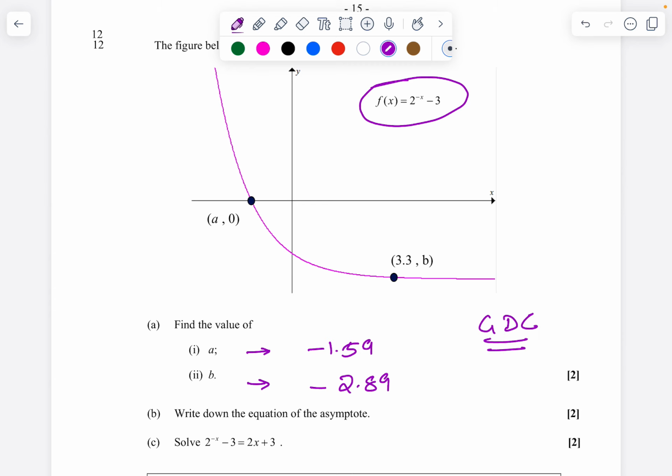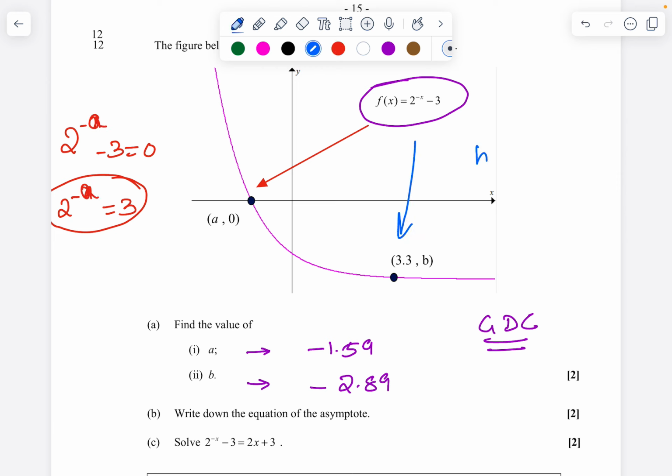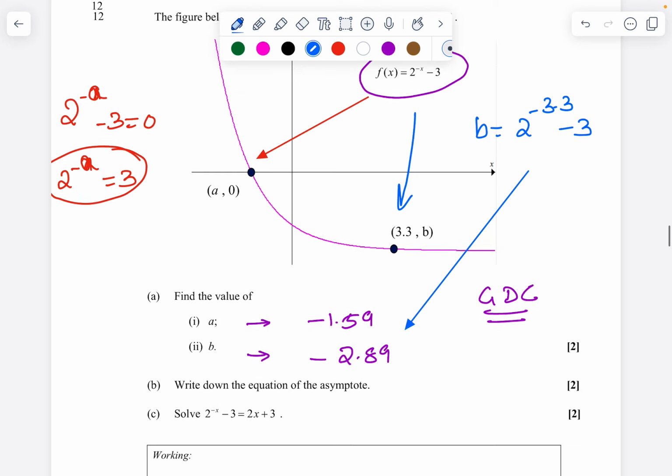Or another way: for getting a, 2 power negative x minus 3 should equal 0, so 2 power negative x equals 3. Use the equation solver. You should get the value of a. This is a. For getting b, b equals 2 power minus 3.3 minus 3. That gives you the value of b. Or directly you can use the graphing calculator, graph it and get the answer.